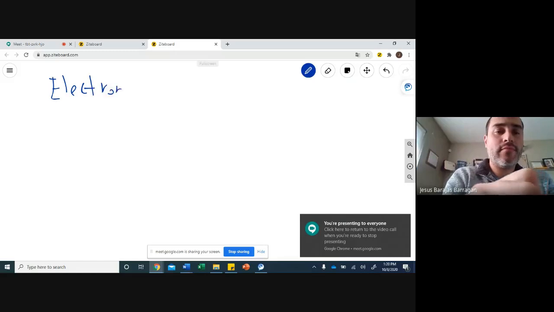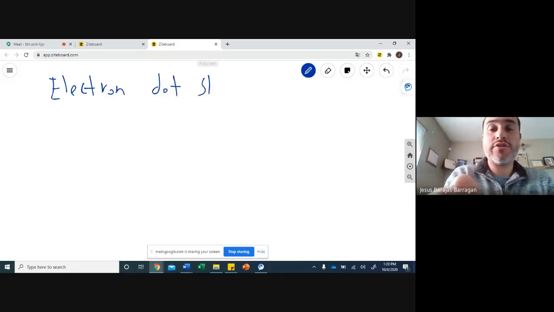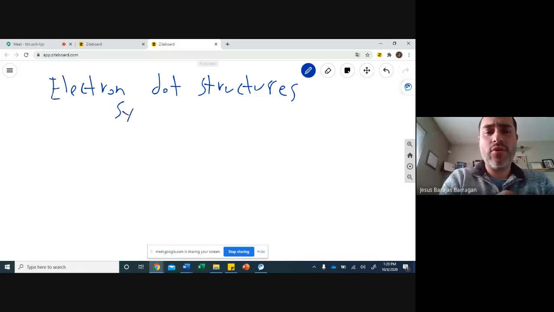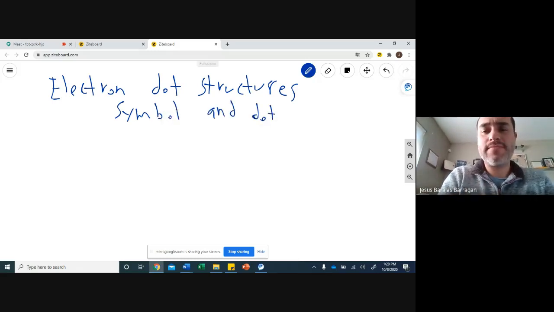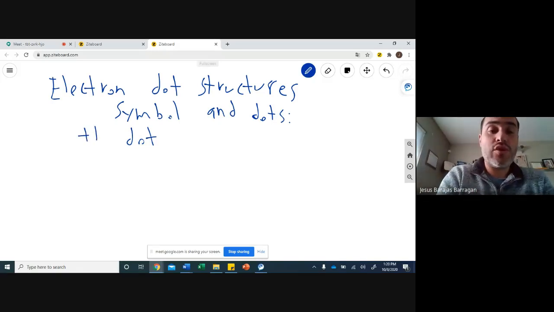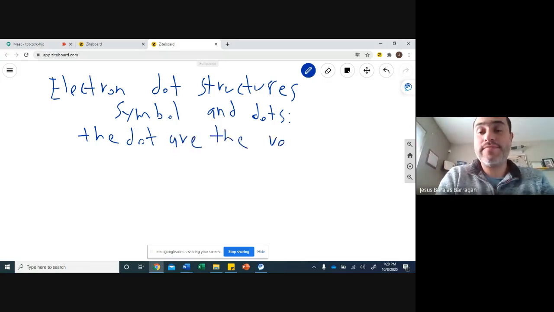Electron dot structures. Those are basically an element symbol and dots around it. So a symbol and dots. And those dots are basically the valence electrons in an atom. So the dots are the valence electrons.